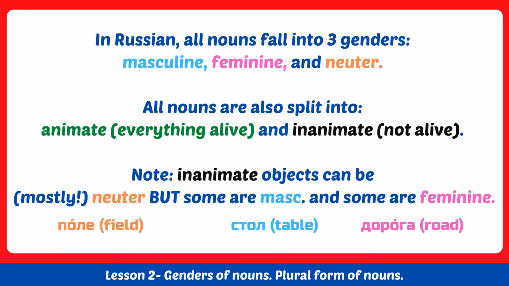For example, field, поле. Поле belongs to neuter gender. Stol is inanimate, stol is table, and it belongs to masculine. And дорога, road, belongs to feminine gender. Normally you can check all the genders in the dictionaries, or there are other ways to determine a gender. We will speak about this in the next slide.